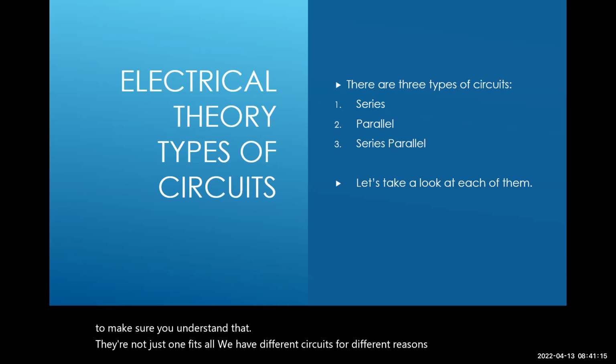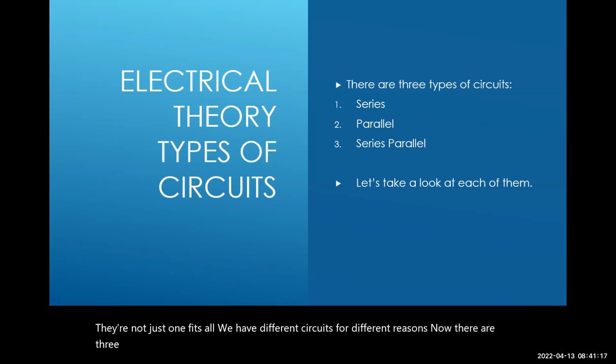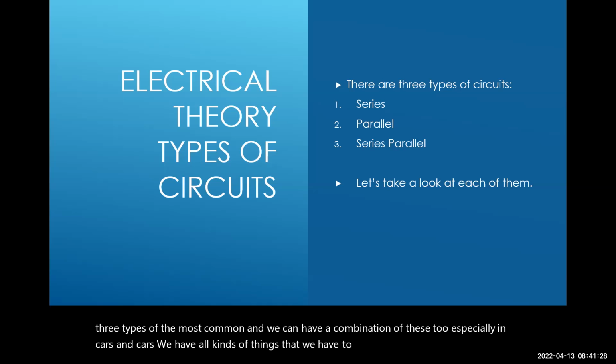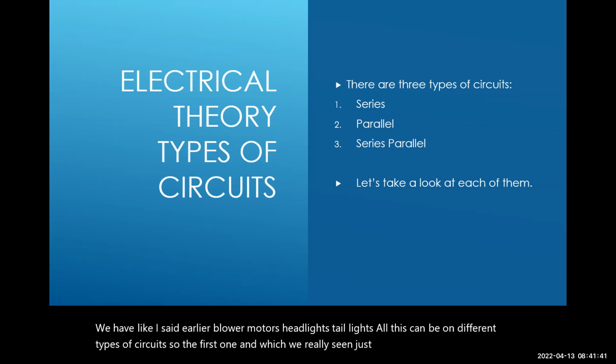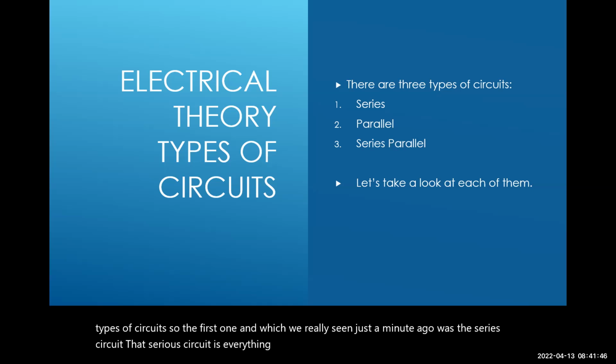We have different circuits for different reasons. There are three most common types, and we can have a combination of these, especially in cars. In cars, we have all kinds of things that we have to turn on and off, like I said earlier: blower motors, headlights, tail lights. All this can be on different types of circuits. The first one, which we really saw just a minute ago, was the series circuit. In a series circuit, everything is connected together.